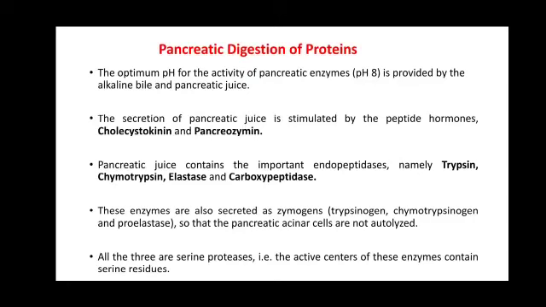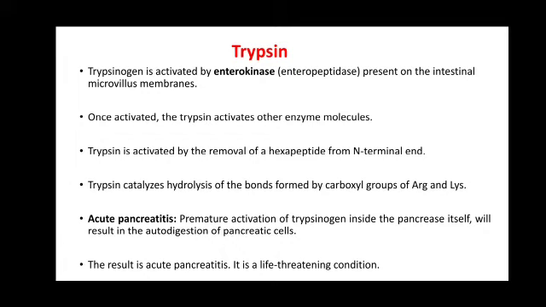These enzymes are secreted as zymogens, meaning their inactive forms: trypsinogen, chymotrypsinogen and proelastase, so that the pancreatic acinar cells are not autolyzed. All three are serine proteases. Trypsinogen is activated by the enterokinase present on the intestinal microvillus membrane. Once activated, trypsin activates other enzyme molecules also. Trypsin is activated by the removal of a hexapeptide from the N-terminal end. This trypsin catalyzes the hydrolysis of bonds formed from the carboxyl group of arginine and lysine amino acids.